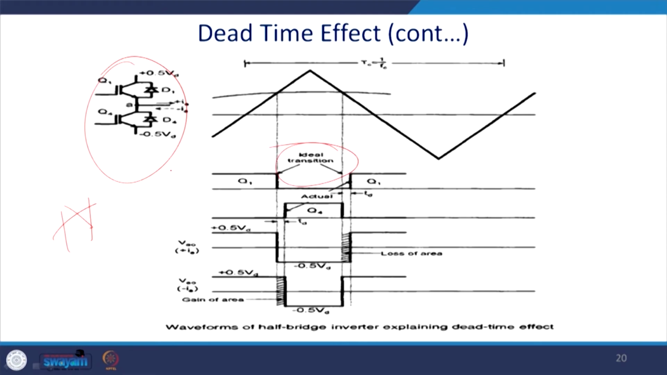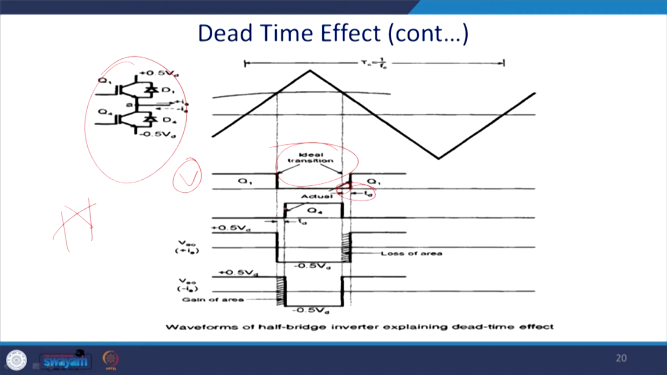Q1 was on and Q1 will go into conduction mode. So, this is the voltage across it. Your voltage will drop to 0 ideally, and after that it is an ideal transition. It will take some time again to rebuild its voltage blocking capability, and this time is your TD.